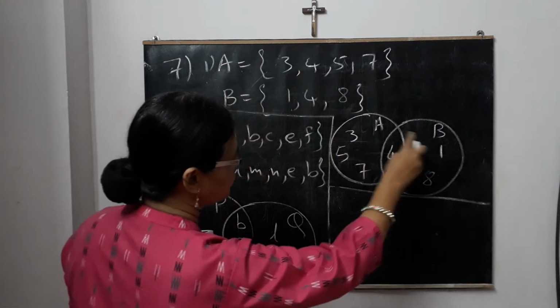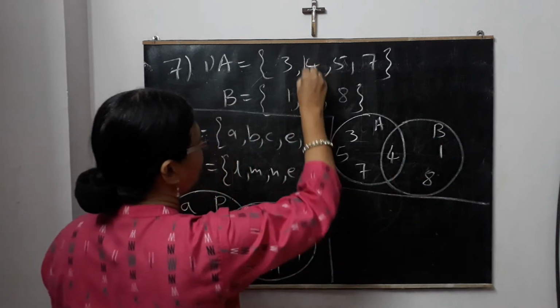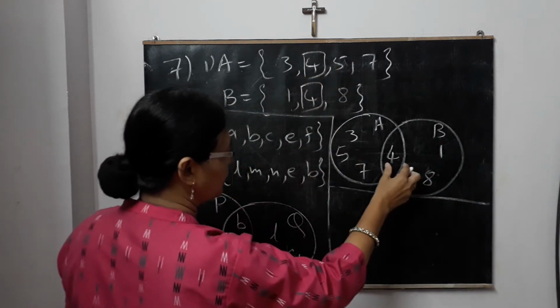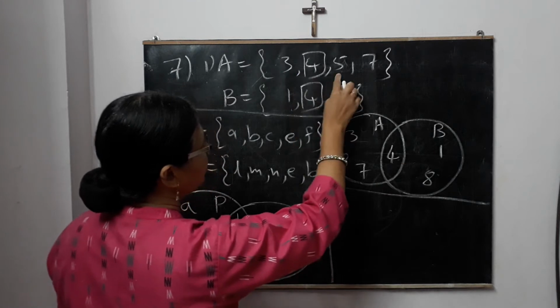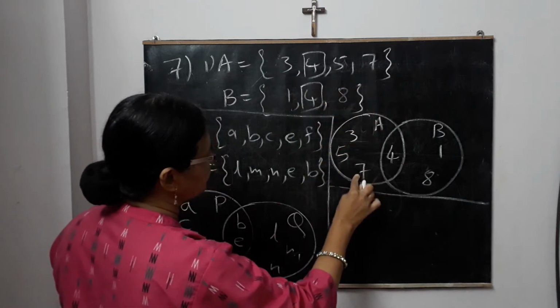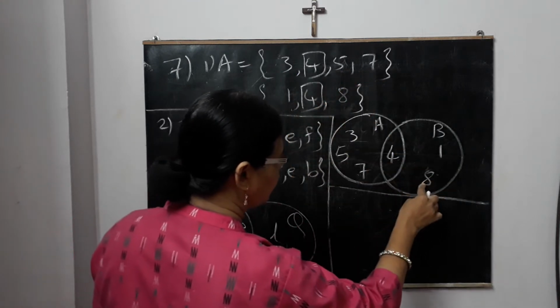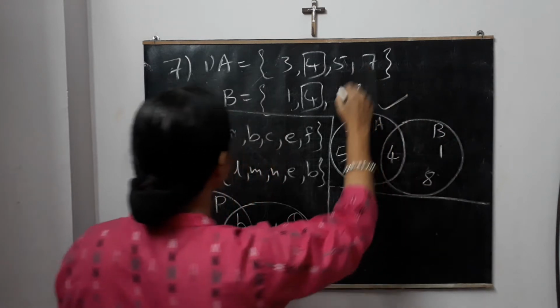A is one set, B is another set, and 4 is the common element, no? That first thing you put in the intersection part. The remaining ones are 3, 5, 7. Put them in the A set, and 1 and 8 will go in the B set. This is the Venn diagram for the first one.